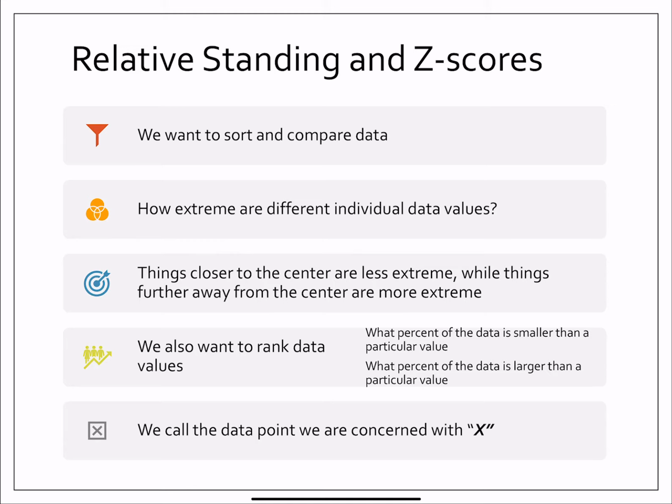Things closer to the center are less extreme, while things further away from the center are more extreme. Exactly. So when we put everything in a line, in our order, we've already sorted this data. If something is close to the middle, that means it's not so extreme. But as we get towards the edges, whether it's the far edge going lower side, or the other upper edge going towards the higher side, that's when we get to the extreme values.